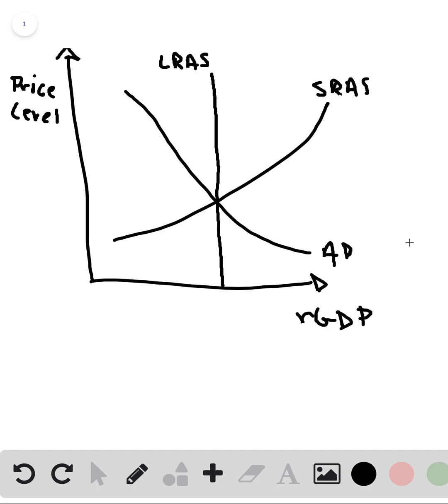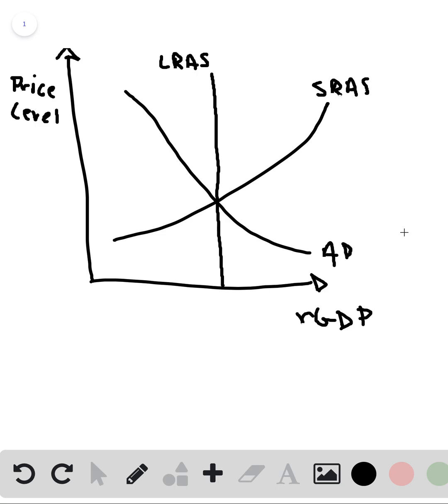Now, we are working with shifts of the curve. Now we have to figure out what curve is shifting. Is it the short run aggregate supply curve or the aggregate demand curve? Let us look at the question and look at the wording. So there's a firm which accounts for around a third of capital spending. Now, capital spending, that should ring a bell.